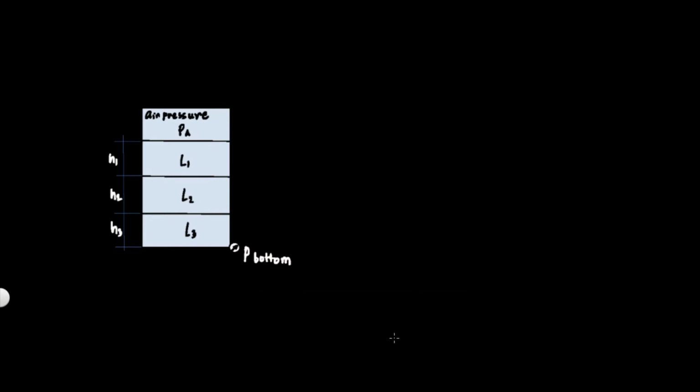Consider this tank filled with 3 liquids, L1, L2, L3, with the corresponding heights h1, h2, and h3. Plus, at the top there is air pressure. Now, to determine the pressure at the bottom, it is just the summation of gamma h plus the air pressure. Starting from here, we have PA plus the specific weight of the first times height 1, plus specific weight of 2 times h2, plus specific weight of 3 times h3. So it is just the summation of gamma h plus the air pressure.